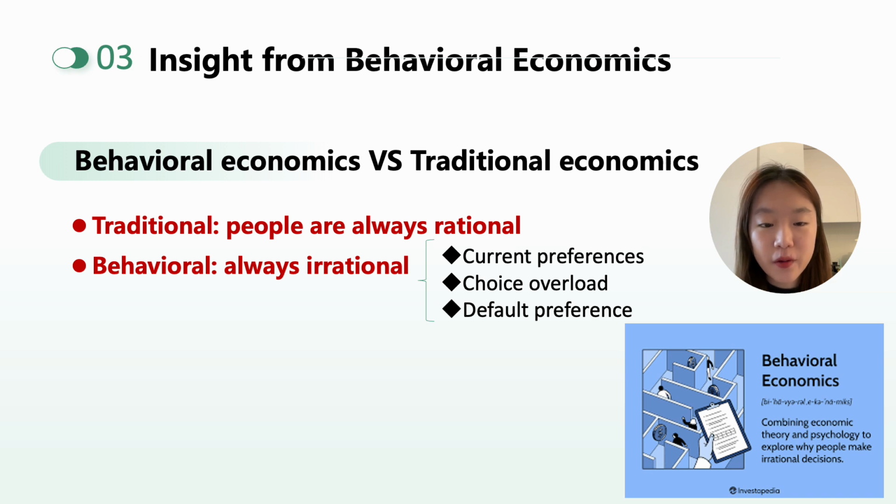Now let's move to the third part, insights from behavioral economics. Compared to traditional economic assumptions that people are always rational, behavioral economics considers that people will be affected by current preferences, choice overload, default preference, and so on. Most people tend to pursue instant satisfaction or continue old habits. For healthy functional food companies such as Life Cycle, it is important to understand this behavioral deviation. Companies can provide a simplified selection interface, provide default health matching, and leverage social norms.